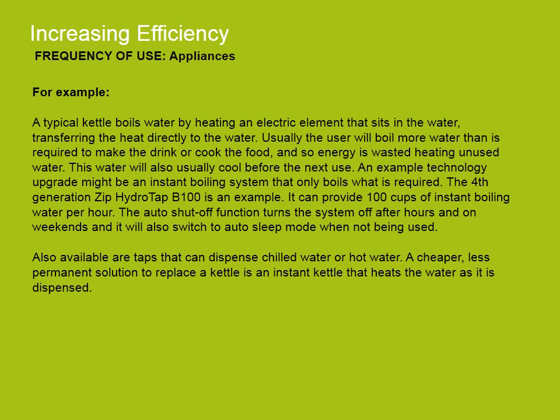An example technology upgrade might be an instant boiling system that only boils what is required. The 4th generation Zip HydroTab B100 is an example. It can provide 100 cups of instant boiling water per hour. The auto shut-off function turns the system off after hours and on weekends, and it will also switch to the auto sleep mode when not being used. Also available are taps that can dispense chilled water or hot water. A cheaper, less permanent solution to replace a kettle is an instant kettle that heats the water as it is dispensed.